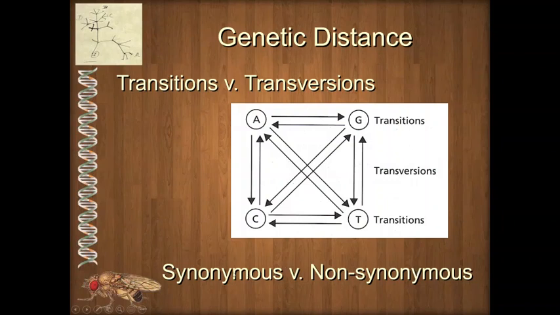A synonymous mutation is a silent mutation in the coding sequence that leads to no change at all in the amino acid. So it makes a genotype difference, but not a phenotype difference. Hopefully that's clear in your head. If not, go back and review that.